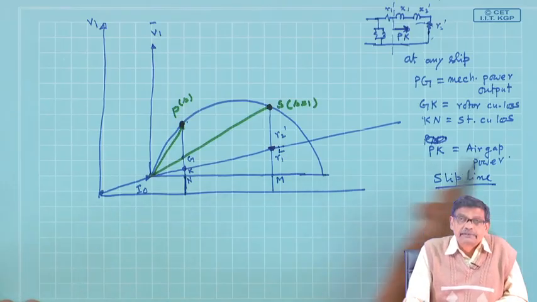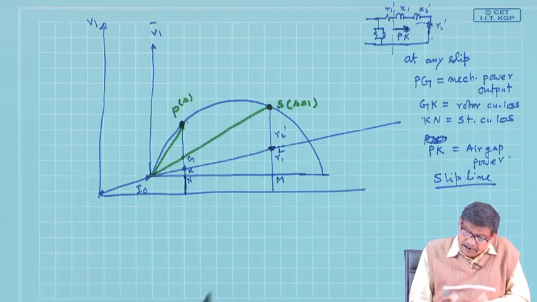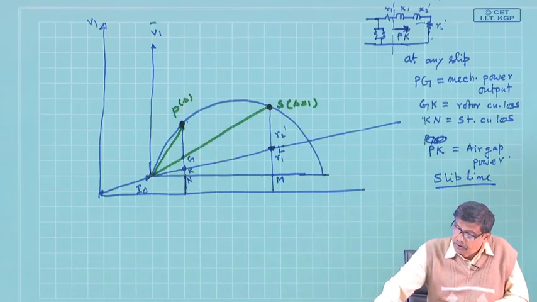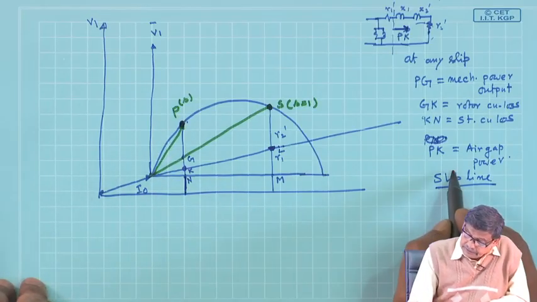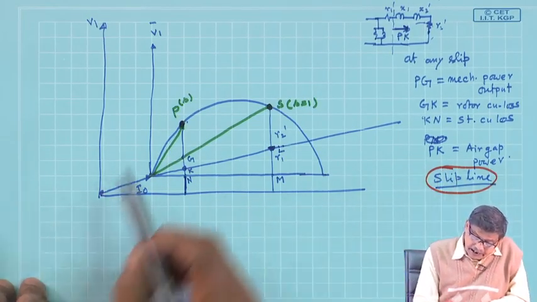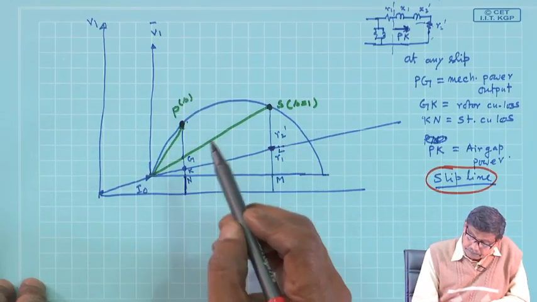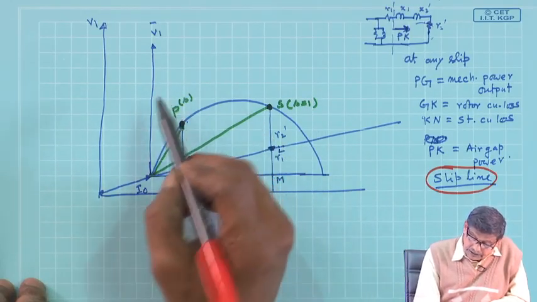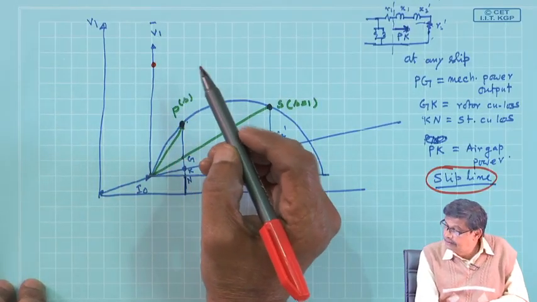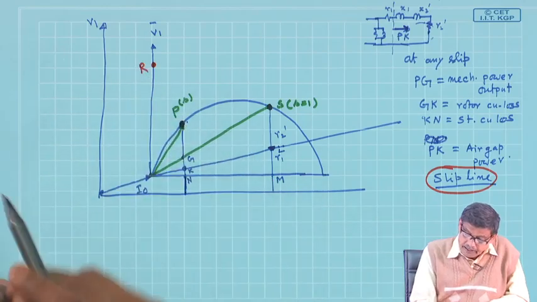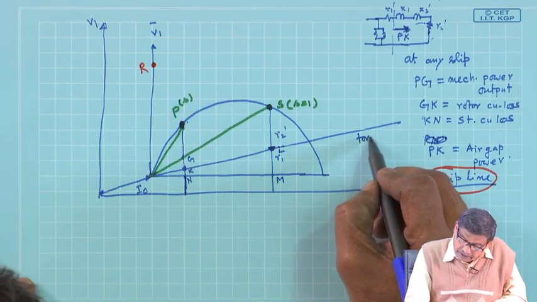And that I just indicated in my last lecture at the last moment, that you can draw a slip line in this way. What you do is this: you take any point on this axis, let this point be called R. And also note that I called this my torque line.